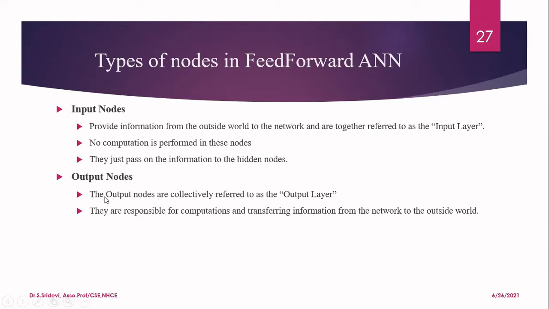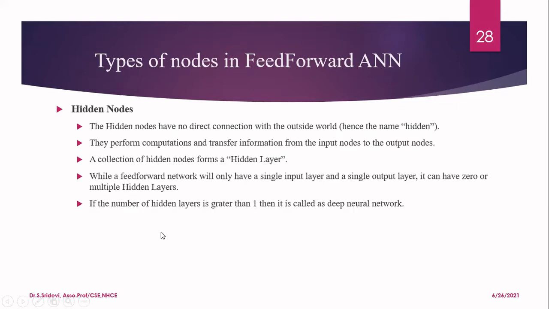Now, let us focus on the hidden nodes. So what are the hidden nodes? The hidden nodes have no direct communication with the outside world because the outside world is communicating only through the input and the output layers. It is not having any connection with the hidden nodes. That's why they are called hidden. From the outside world, they are hidden. And these nodes will perform the computations and they will transfer the information from the input node to the output node. And the collection of these hidden nodes is called hidden layer.